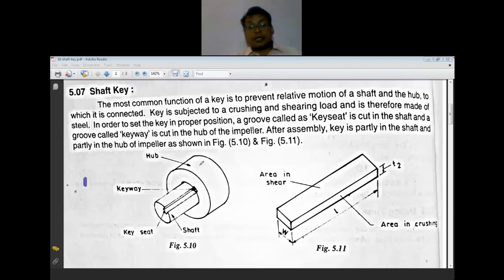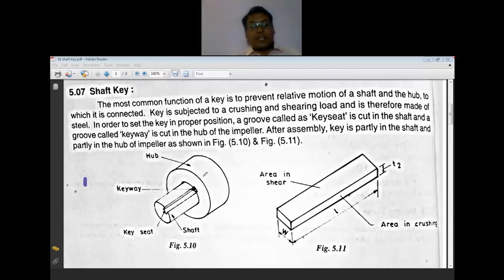This is the most important thing. The shaft is rotating because of the motor, and because of this rotary action of the shaft, it is going to transfer it to the impellers. But the impellers are attached to the hub.